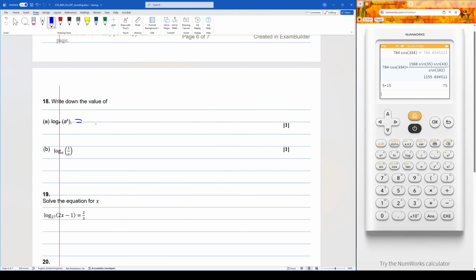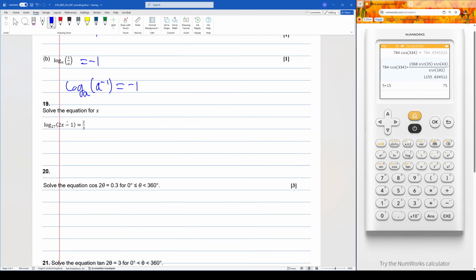These ones revolve around just knowing what a log is. That's 4, that's minus 1. I'll explain that one a little bit more. That's log base a to the power of minus 1, therefore negative 1. If you consider what a log is, it's asking base a to the power of what is a to the power of 4. Well, then obviously that number's 4. Ta-da.